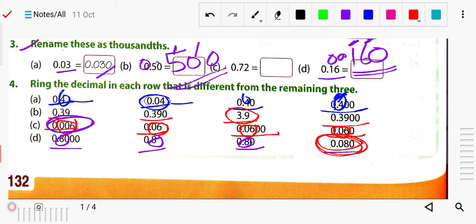Okay, so in this way you can solve. Your homework is the next exercise, 9e. Got it?